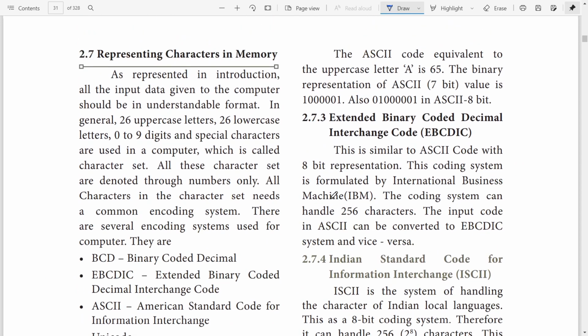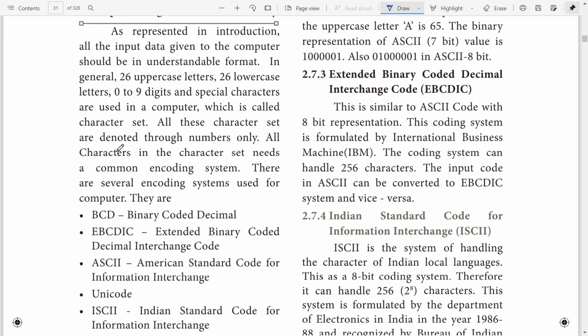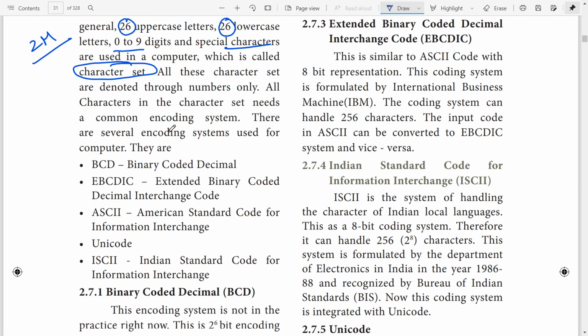Representing characters in memory. As represented in the introduction, all the input data given to the computer should be in an understandable format. In general, 26 uppercase letters, 26 lowercase letters, 0 to 9 digits, and special characters are used in computers, which is called a character set. All these characters in the character set are denoted through numbers only. All characters in a character set need a common encoding system.